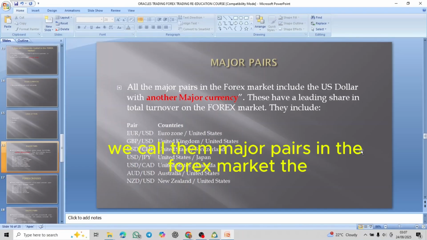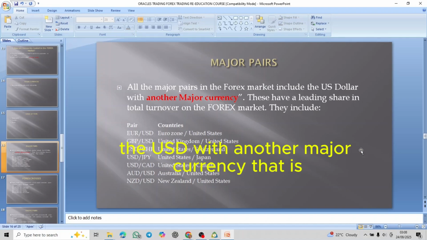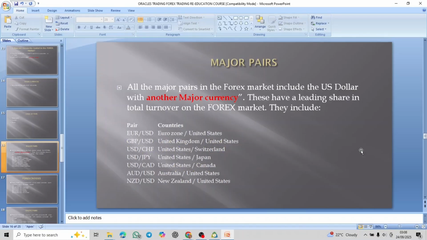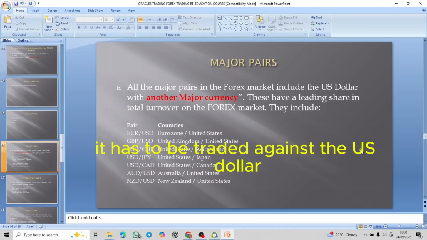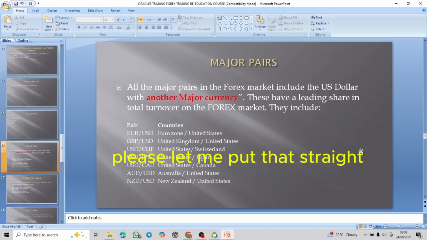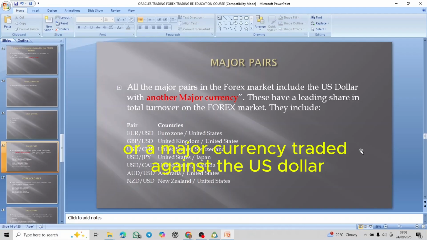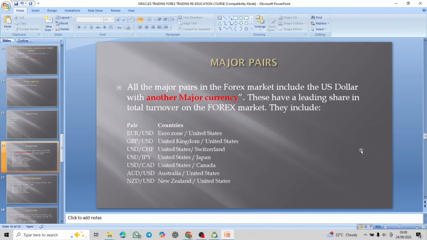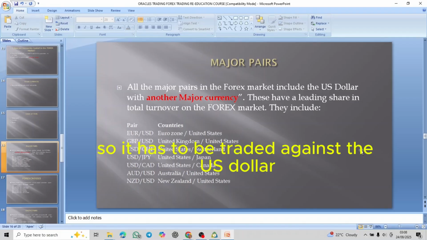We call them major pairs. In the forex market, the USD with another major currency is a major pair. Sorry, it has to be traded against the US dollar. Please let me put that straight. A strong or major currency traded against the US dollar is a major pair. So it has to be traded against the US dollar.